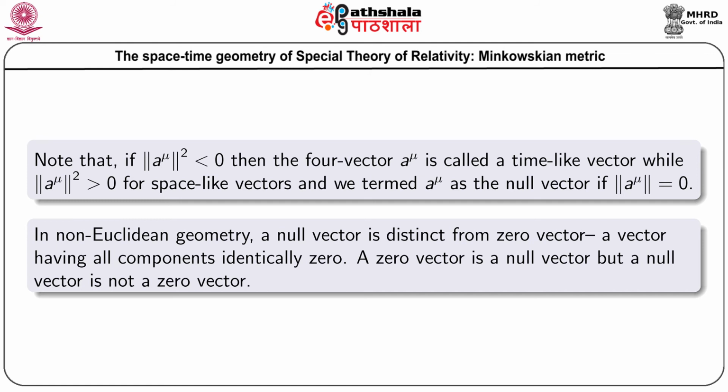Now, in non-Euclidean geometry also, a null vector is distinct from a zero vector. A zero vector means a vector having all components identically 0. A zero vector is a null vector, but a null vector is not a zero vector. In our previous chapters, we have discussed thoroughly these things with examples, that a zero vector is a null vector, but a null vector is not in general a zero vector.